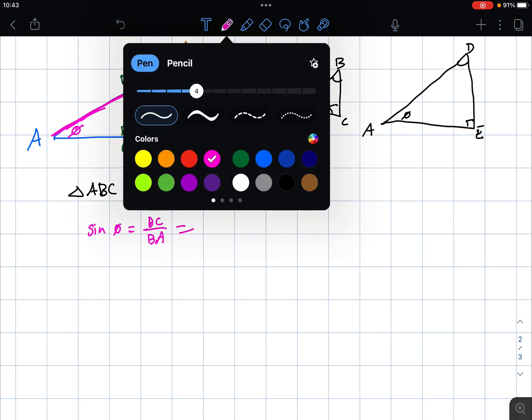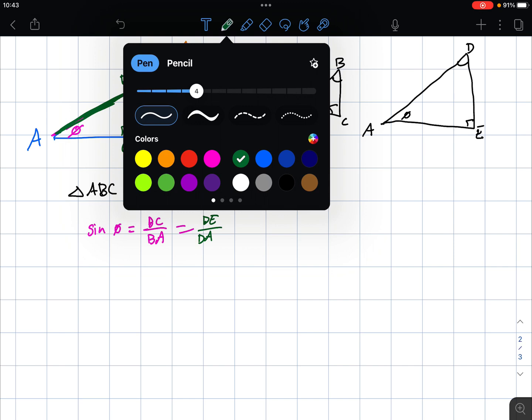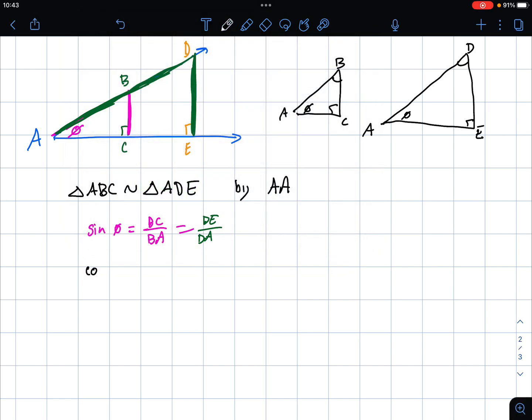Or I could also say it's equivalent to the opposite DE over the hypotenuse DA. Okay, and I could do that for every single set of trig functions. So I could say cosine theta would be AC over BA, but that's also the same as AE over DA. So I could do this for every single trig function.